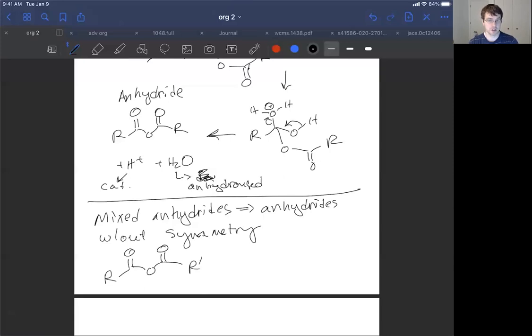Can we do it under the Fischer esterification conditions without the alcohol, like we talked about before? Well, I suppose we would have to add two alcohols, though. Or excuse me, two carboxylic acids. You have to add two carboxylic acids.